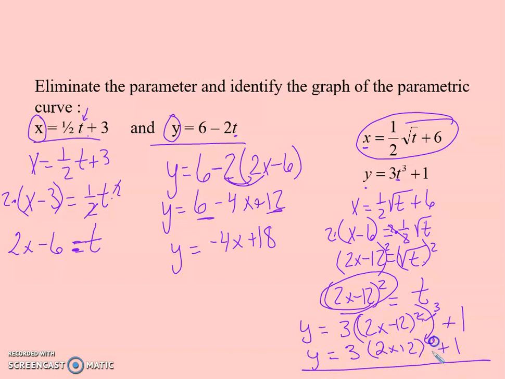Now, that is a 6th power polynomial, so our graph's going to be a little bit unusual, but we're just simplifying so that we do get a y equals equation at the end with eliminating the parameter. Okay? So I'm going to try you one more.